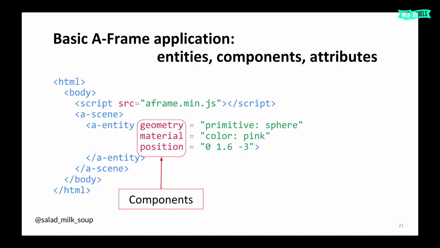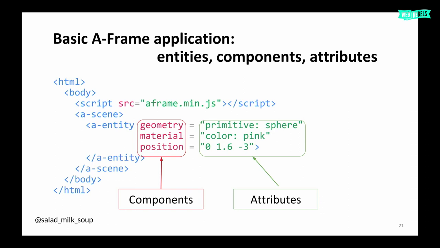So components give us either the 3D objects, like geometry, or material, or we can also specify position, so all sorts of properties for this entity. And attributes then more specify the components. For geometry, for example, we can say, I would like a sphere, right? A primitive sphere. A-Frame has a bunch of primitives, so you don't really have to say a-entity, geometry, primitive sphere. You can say a-sphere. And there are primitives for a bunch of basic 3D objects like spheres, boxes, cubes, planes, torus, a bunch of them. So you can use those out of the box.